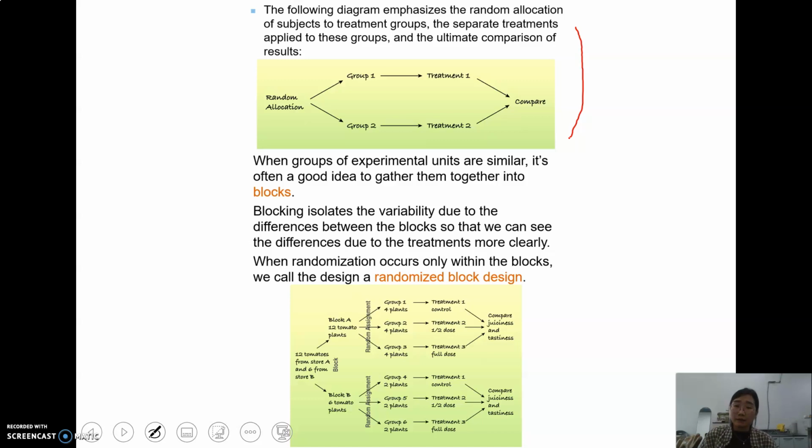When you have a blocking, then before it goes into group 1 and 2, you are going to separate them into 2 blocks first, and then you're going to use a completely randomized assignment, okay? So completely randomized design is part of the block design. Because randomization is an important part of the design of an experiment, either you do block design or not a block design, you are going to see randomization somewhere.